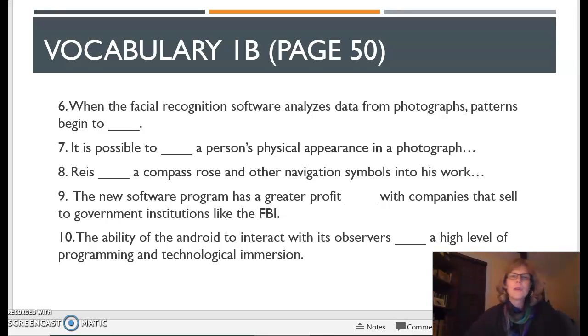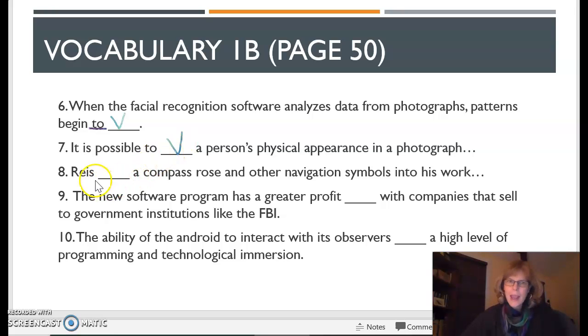I see in number 6 and number 7 a familiar pattern where they're using the word to. And if I see the word to, it's giving me the clue that I'll need a verb. They're giving me the infinitive, right? Patterns begin to, I need a verb. Again, it's possible to, this is asking for a verb, to do something.